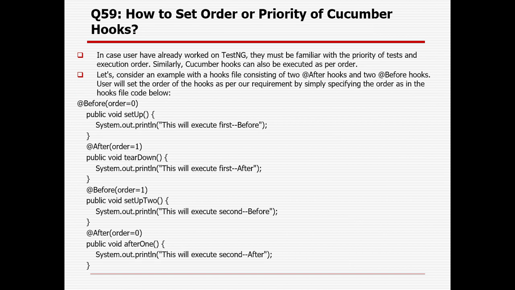How to set the order or priority of Cucumber hooks? In case the user has already worked on TestNG, they must be familiar with the priority of tests and execution order. Similarly, Cucumber hooks can also be executed as per order. Let's consider an example with a hook file consisting of 2 @After hooks and 2 @Before hooks. The user will set the order of the hooks as per requirement by simply specifying the order in the hook file.